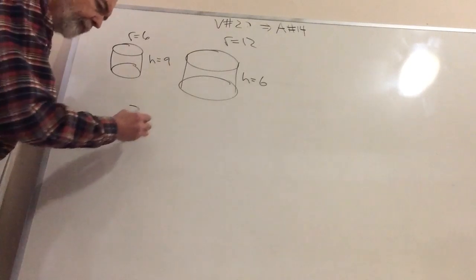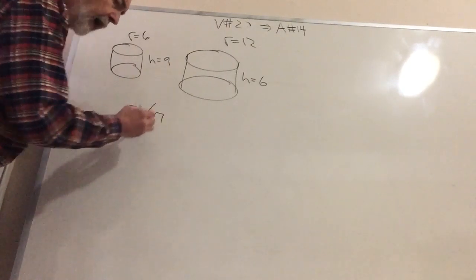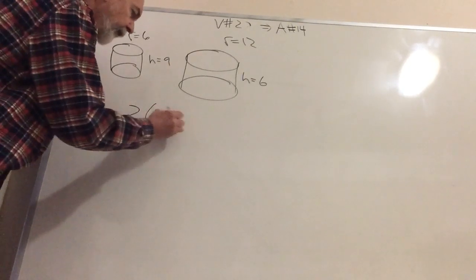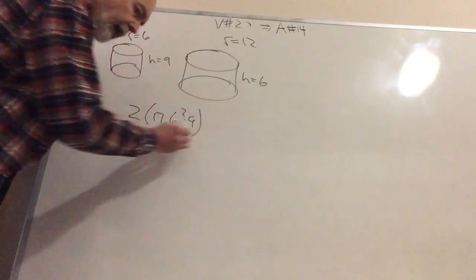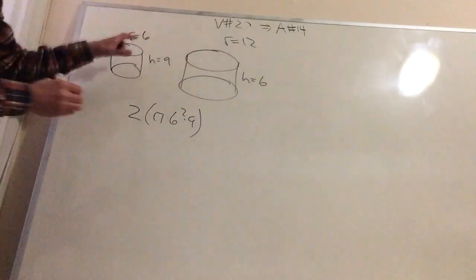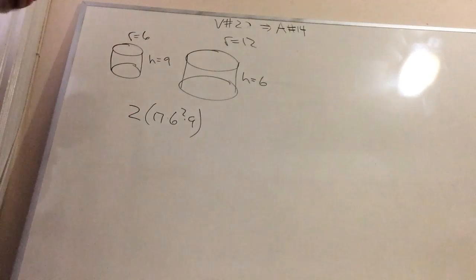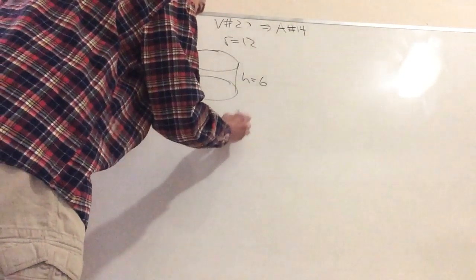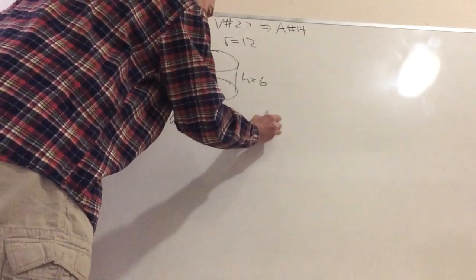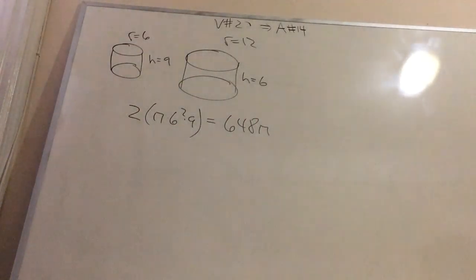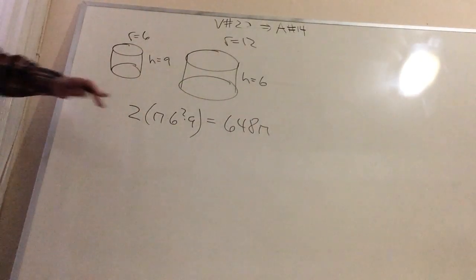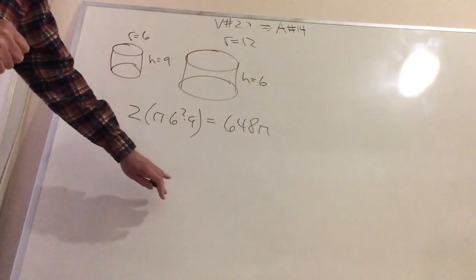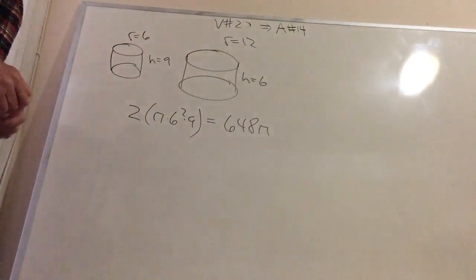So there's 2 times pi times 6 squared times 9. Okay, so that's going to be both of them. See, the 2 takes care of that. And when I work out the math there, which you can do on a calculator if you choose, you're going to come up with 648 pi. Okay, so all that's left for me to do now is to figure out what the supersize is doing.